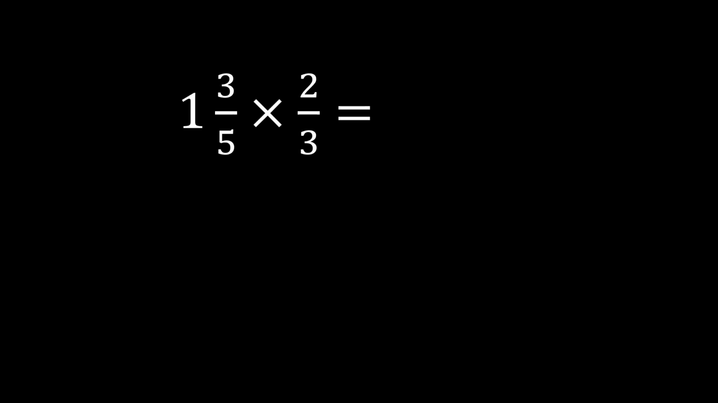This example is 1 and 3/5 times 2/3, a mixed number times a fraction. Because we need to multiply the numerators together and then multiply the denominators together, the first step is to turn the mixed number into an improper fraction.